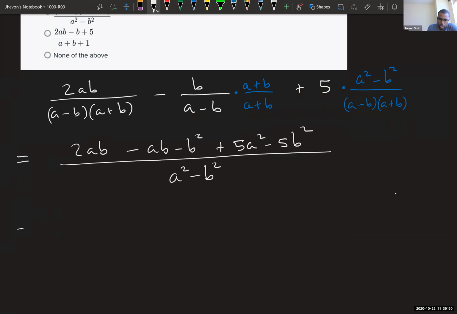And now I want to clean this up a bit. I have 5a squared. That takes care of this one. I have 2ab minus ab, so I would have plus ab. That takes care of those two. And I would have minus b squared minus 5b squared, so that's minus 6b squared.